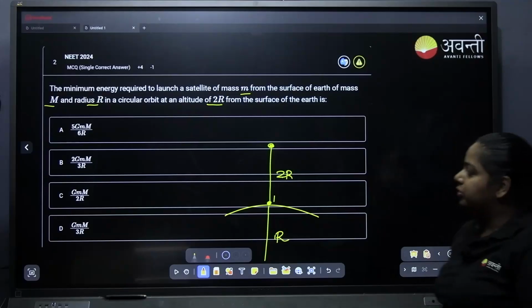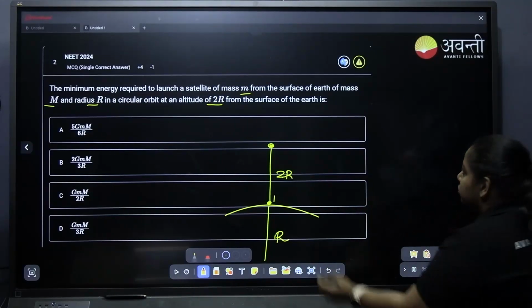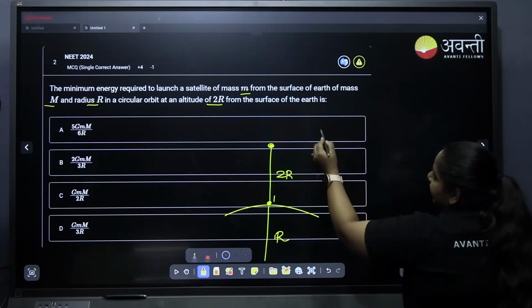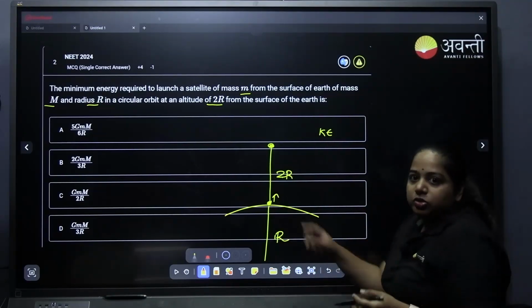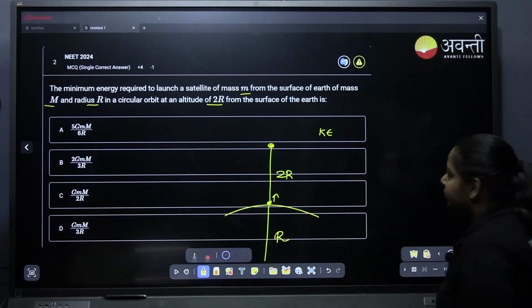Were you guys able to do anything? Like, minimum energy we want. Okay, so how we find is that we need the kinetic energy from here which we will launch so that it will reach here and it will start orbiting. Okay, it's a satellite, right?